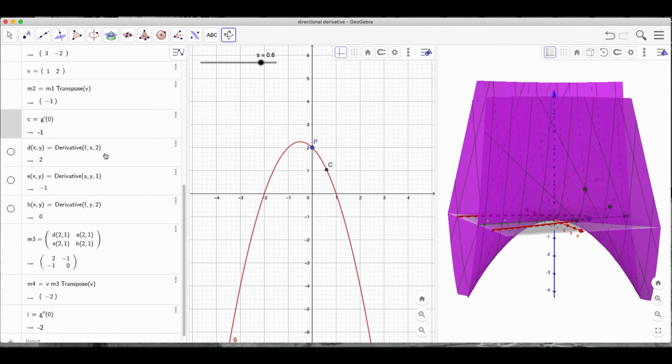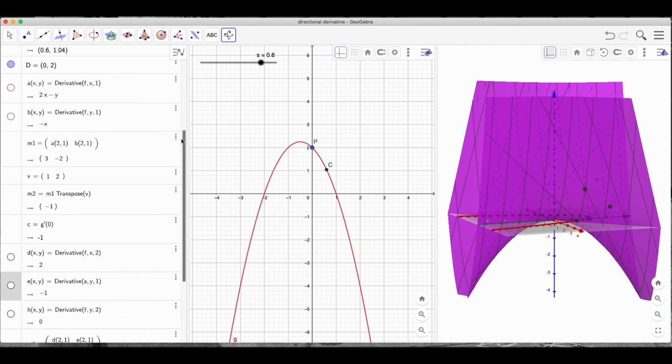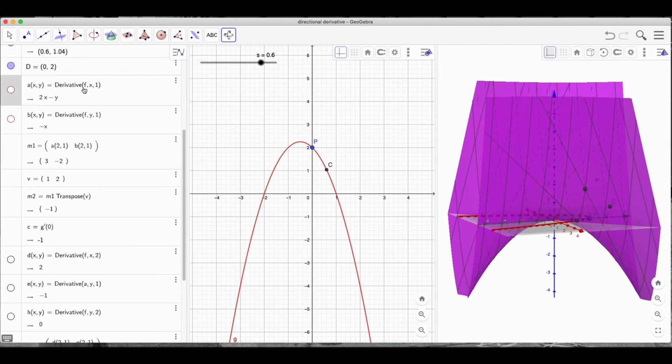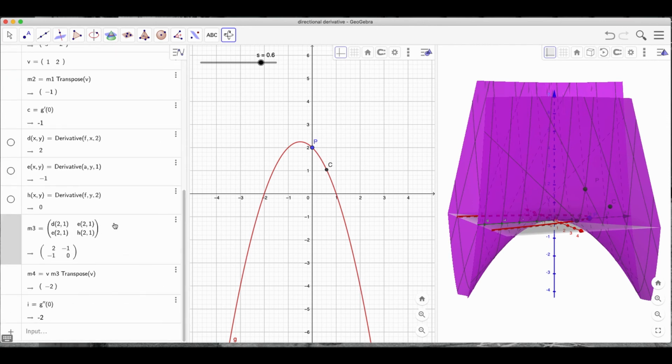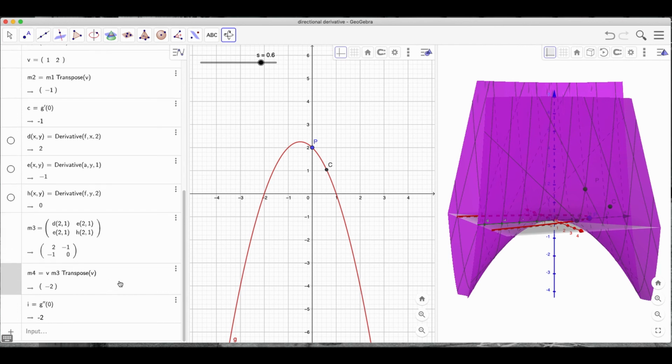Second derivative: here's the second derivative of f with respect to x twice. This is the second derivative with respect to y twice. And this is the derivative of a with respect to y. But a here is the first derivative with respect to x. So this here is f with respect to x, and then with respect to y is the cross derivative. Here you have the Hessian at a point. To compute the second derivative, you have to multiply the vector v times the Hessian times the transpose of the vector, and you get minus 2. But if you compute the second derivative of our g function, it is also minus 2.